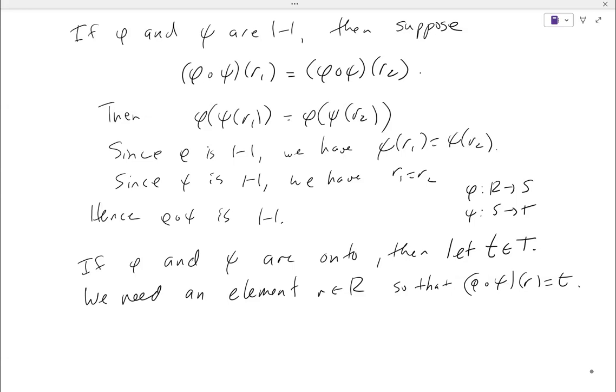We're assuming that psi is onto. What does that tell us? There's an S that maps to that T. Good. That's exactly right.